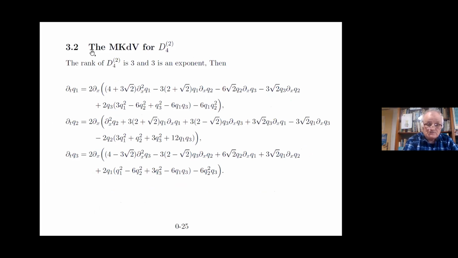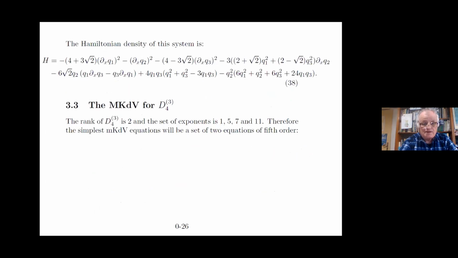Now, the MKdV equations related to D4^(2). Now, 3 is again an exponent of this algebra, and it is a simple exponent, not double-valued. So we have only these 3 equations, which are of 3rd order and are indeed KdV type equations. Here is the Hamiltonian of these equations.